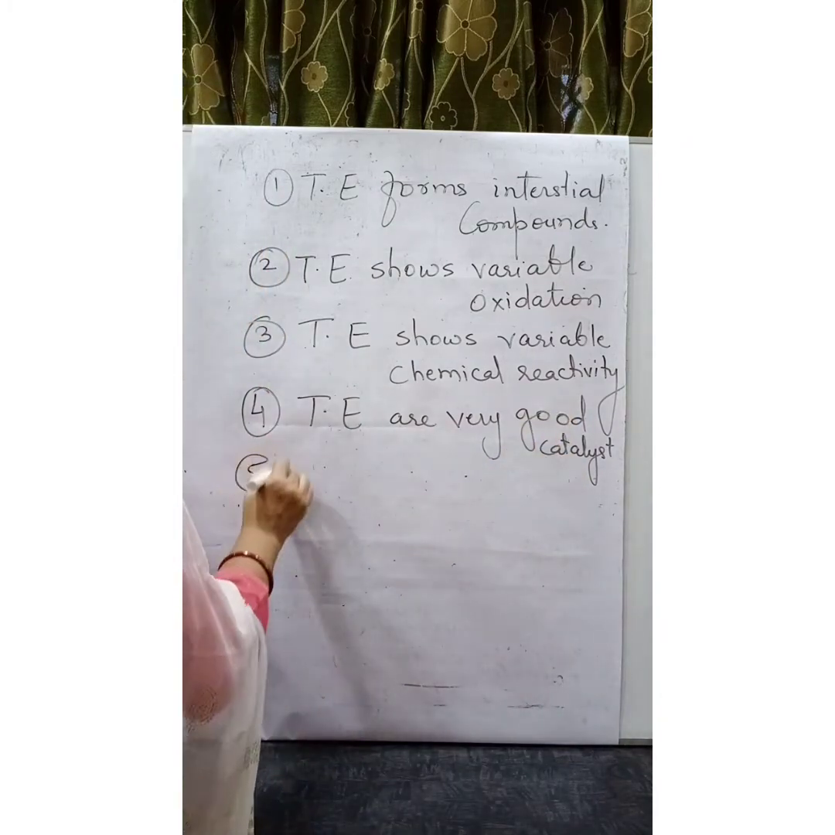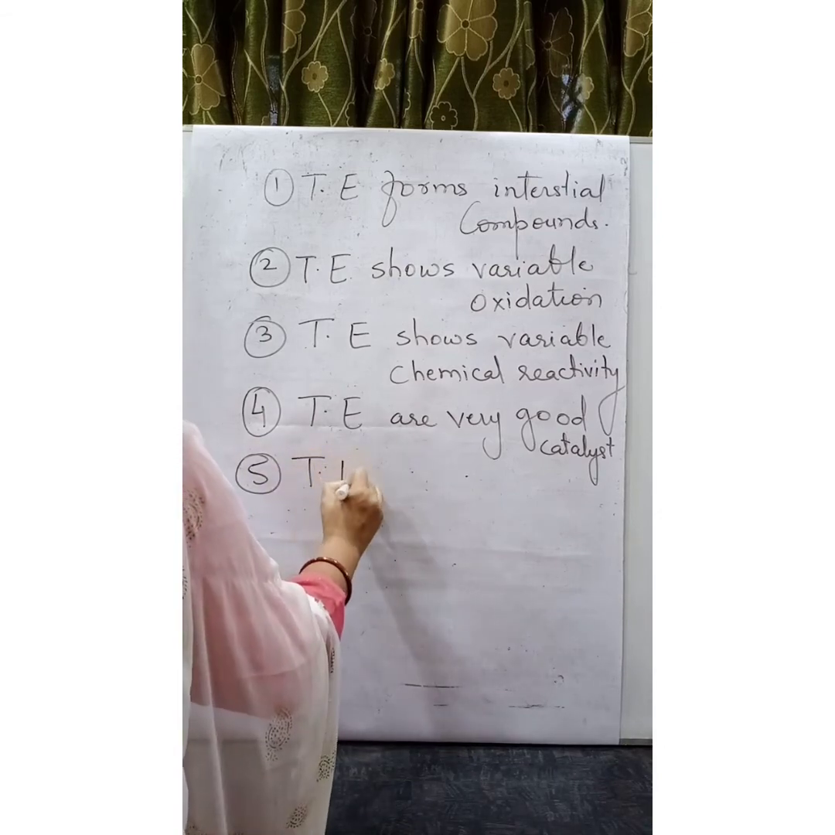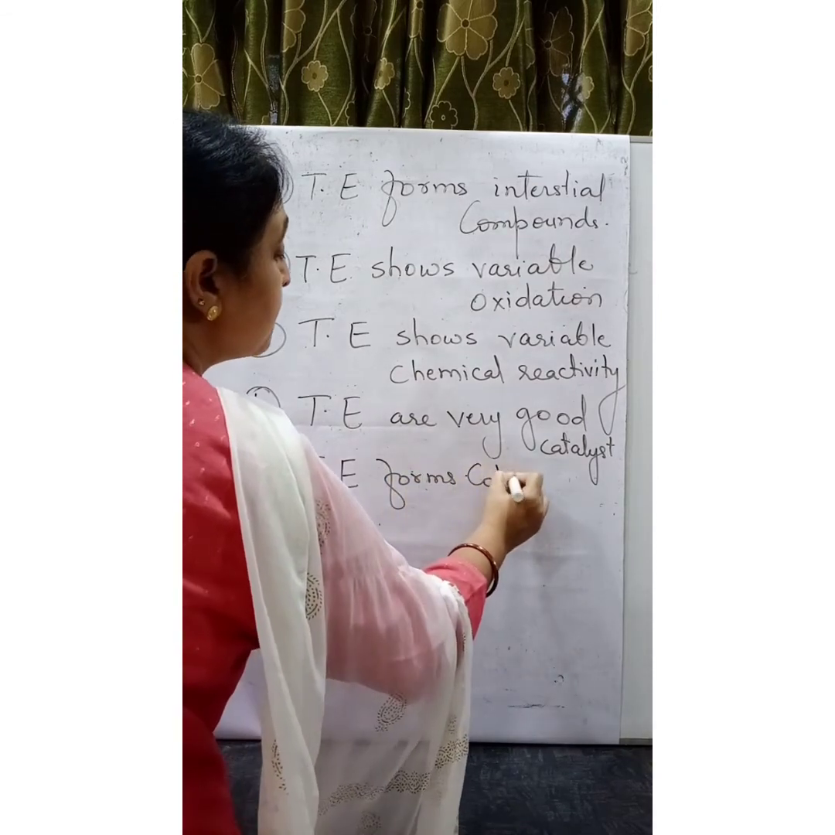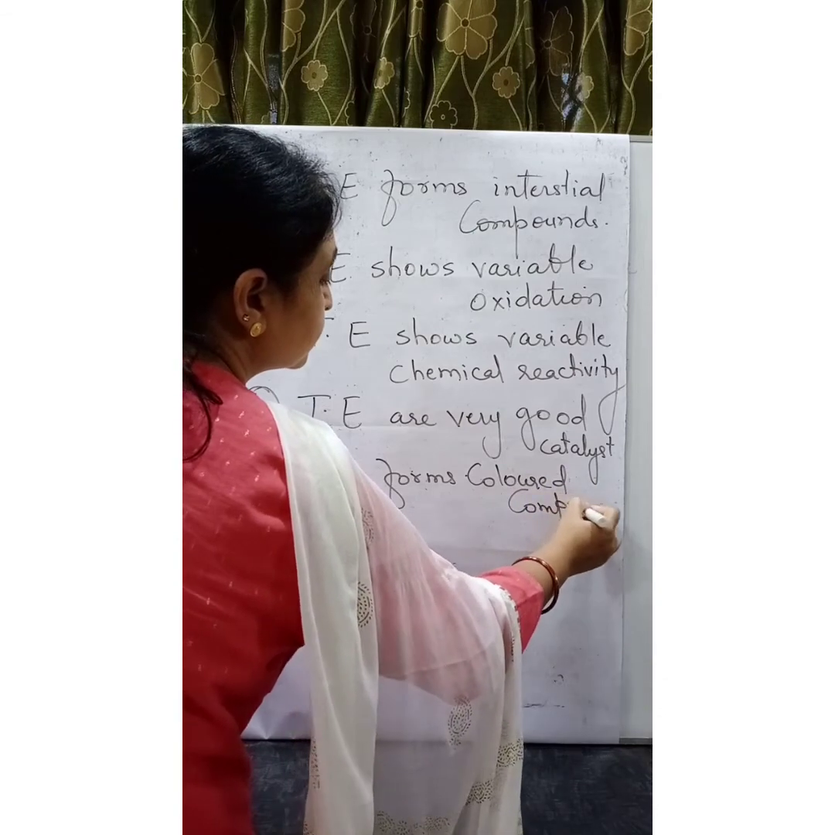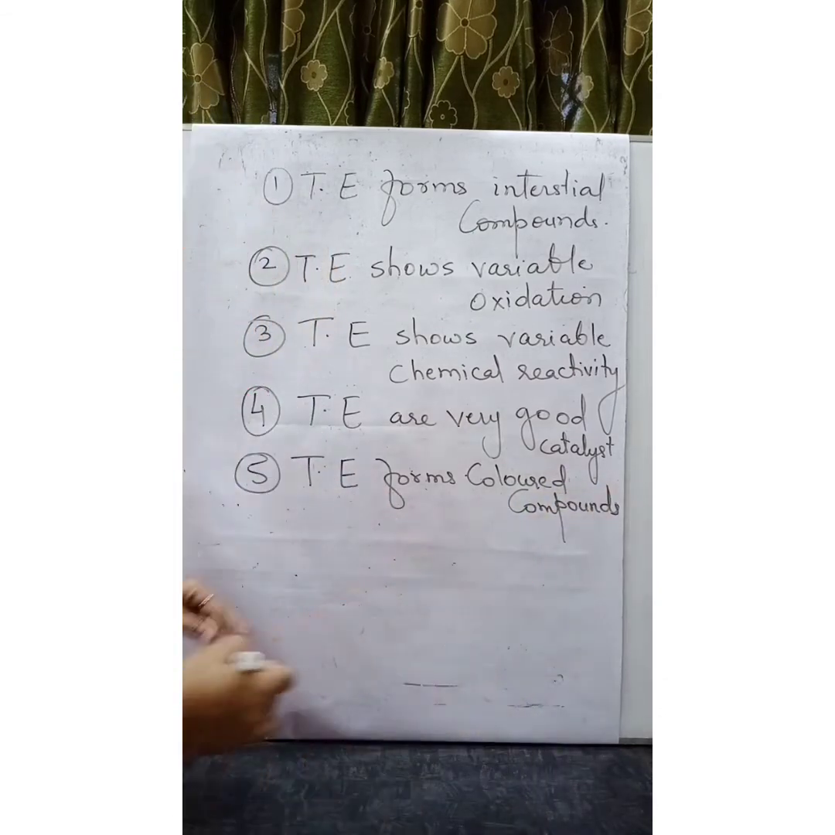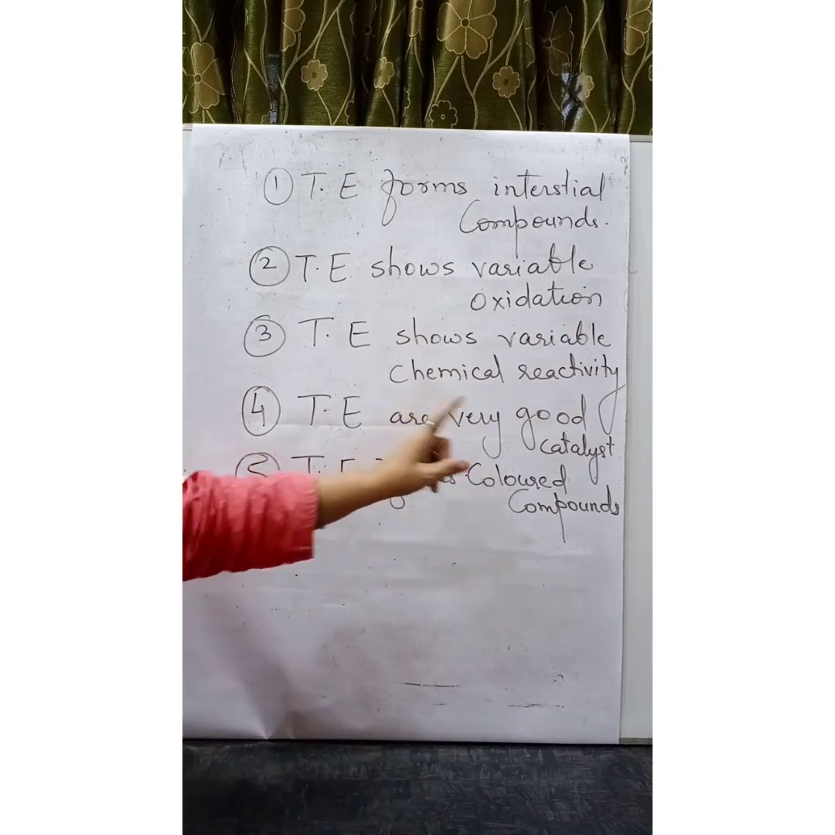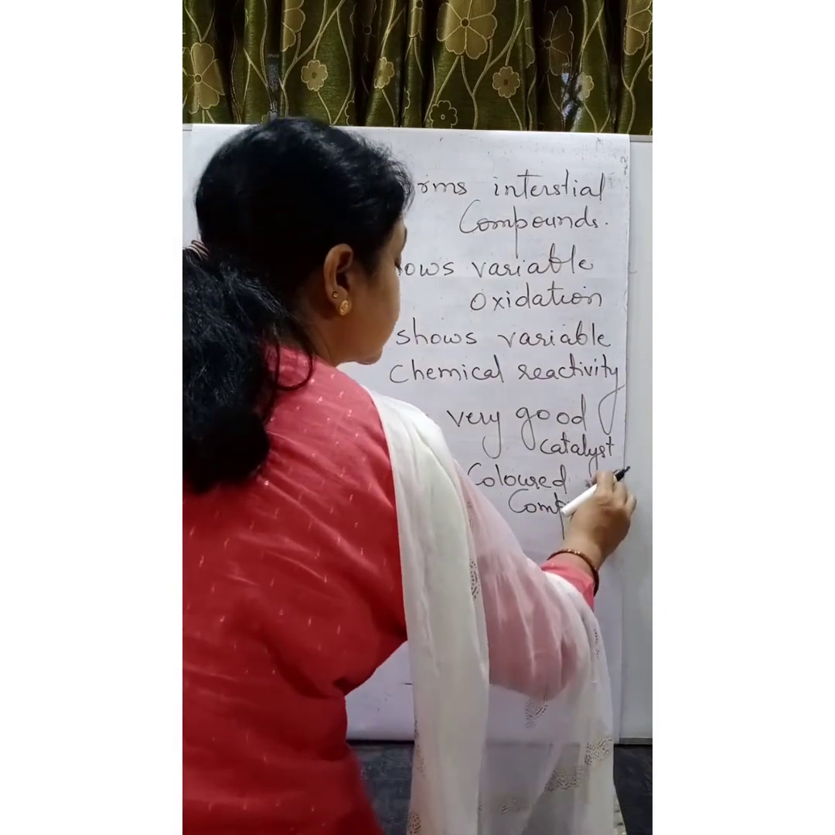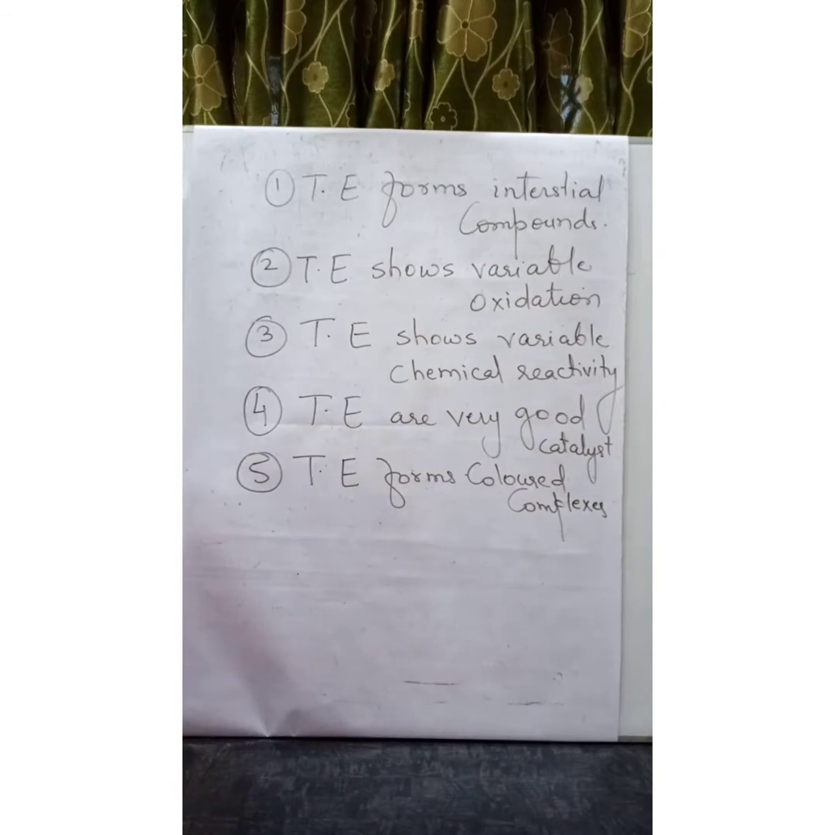The fifth characteristic of transition elements: transition elements form colored compounds. These transition elements form colored compounds, or colored complexes, you can say. They are capable of forming colored complexes.